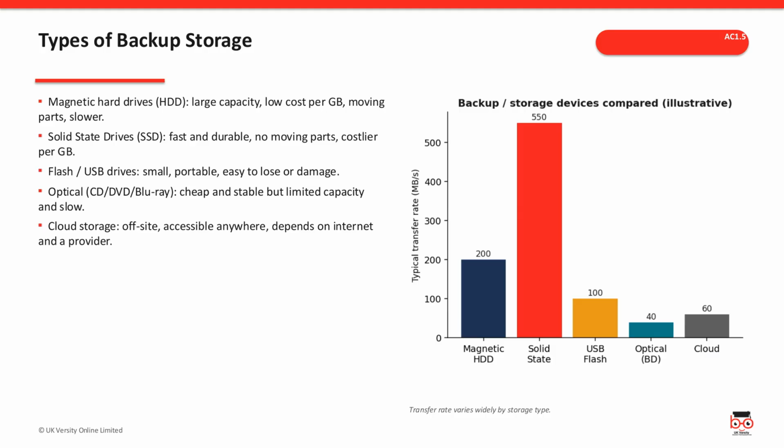There is no shortage of ways to back up your data, each with its own personality. Magnetic hard drives give you huge capacity for very little money, but they have got moving parts and are slower. Solid-state drives are fast and tough with no moving parts, though they cost more per gigabyte. Flash and USB drives are wonderfully portable, but easy to lose or damage. Optical discs like DVDs are cheap and stable, but small and slow. And cloud storage lives off-site and is reachable anywhere, as long as you have got internet and trust the provider.